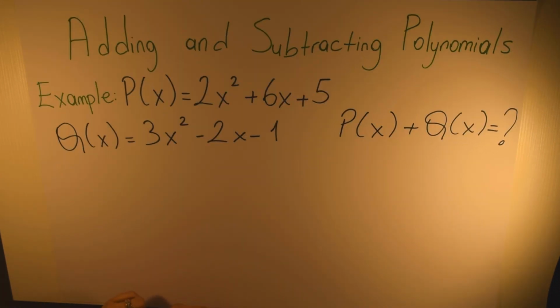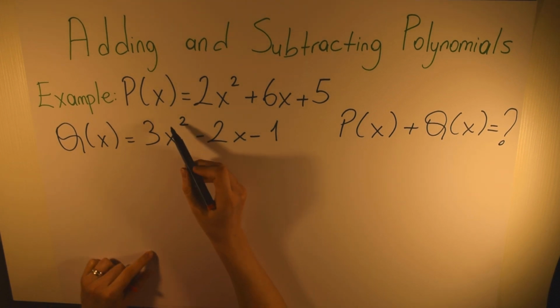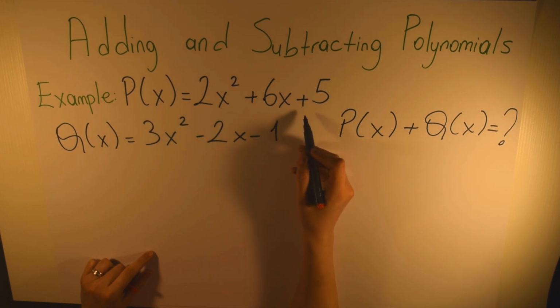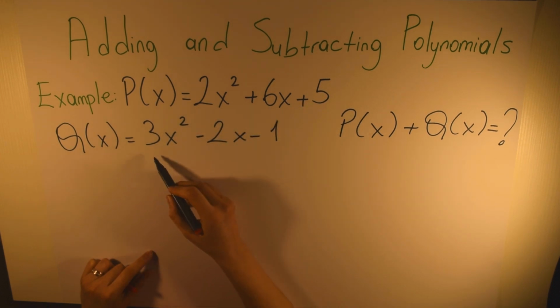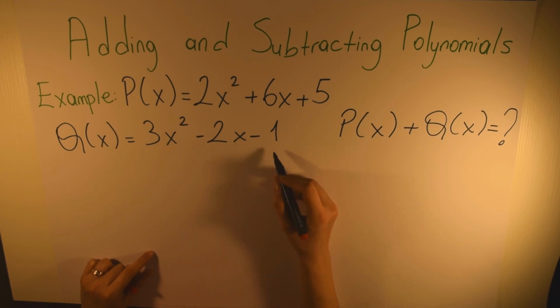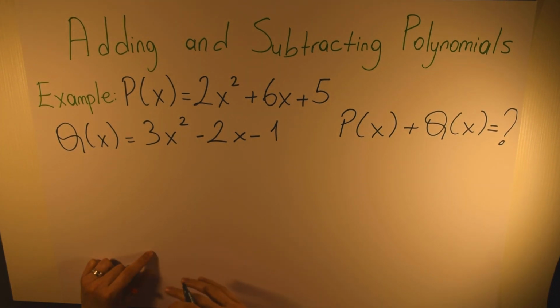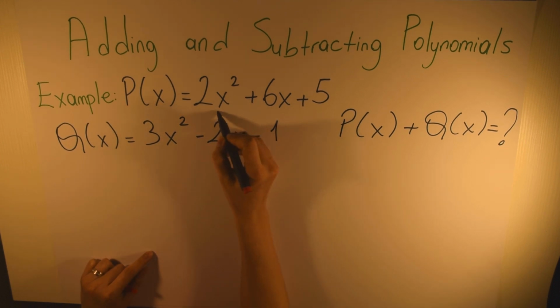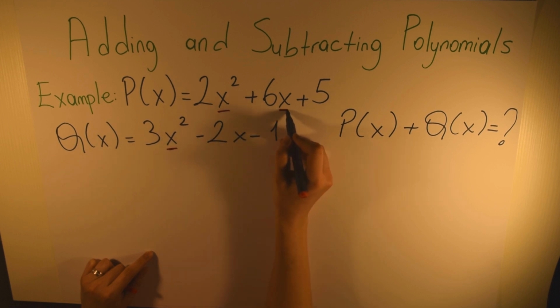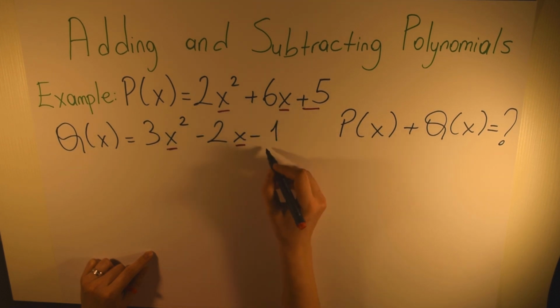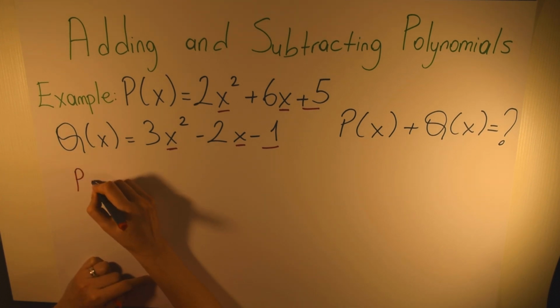Now let's continue with adding and subtracting polynomials. So here first we will start with the adding form. How do we add polynomials when it's asked? So here we have p(x) is equal to 2x squared plus 6x plus 5. We have here q(x) is equal to 3x squared minus 2x minus 1. And p(x) plus q(x) is asked. So all you need to do is to add any like terms together. Here we have x squared, and also here we have x squared. We have here x, and we have here our constant terms, right? So let's write this like this.